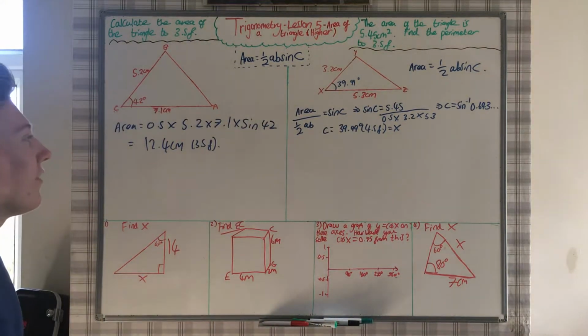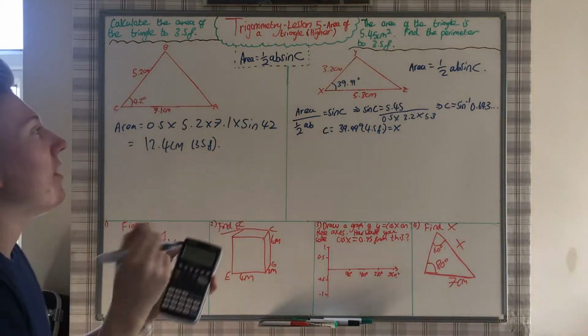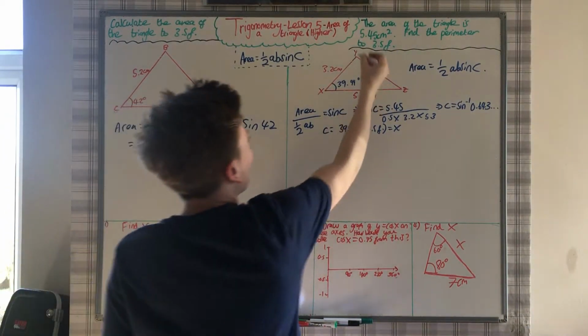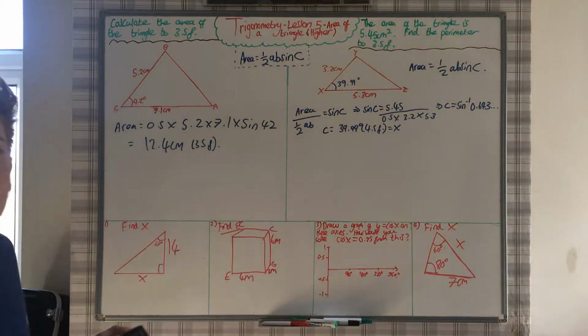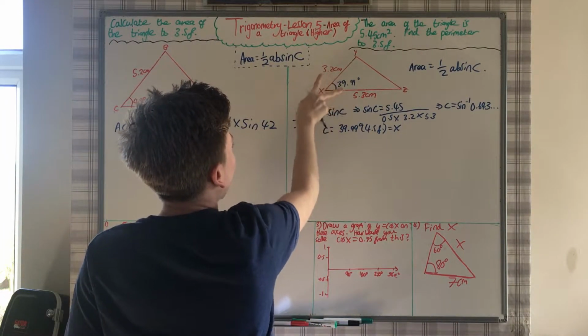39.99 degrees to 4 significant figures, but remember we want to leave the whole value in our calculator when we do the next calculation, because the next thing we have to do is work out this length. Hopefully you can see we're going to apply the cosine rule. The cosine rule can be applied when we have an included angle and 2 sides.